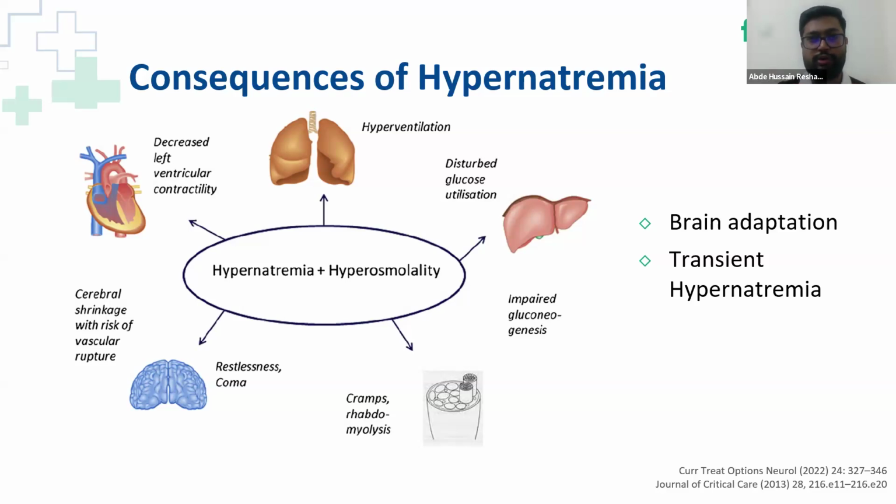So eventually, if the sodium levels are high or persistently high, the brain can adapt to a certain extent, beyond which it cannot. So in acute cases, we can correct the sodium fast, but in chronic cases, we have to be careful because the brain is adapted to that level of sodium.